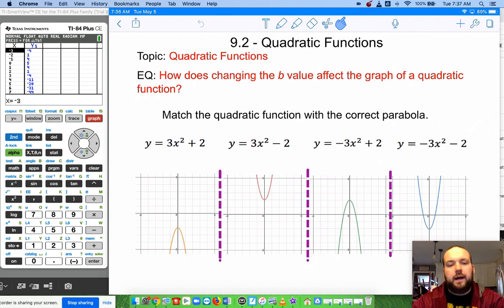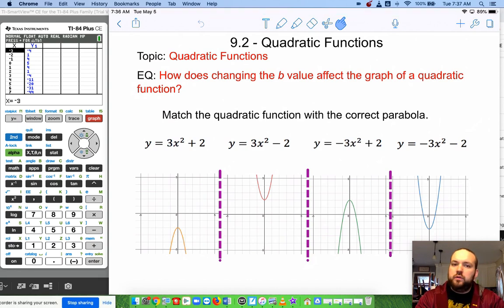All right. So for section 9.2, we're going to build on what we started in the first two videos. The first two videos were all about what happens to a parabola, which is this sort of U-shaped graph, if I change the a value or the c value, which is the number in front of x squared and the number at the end. And today we're going to see what happens if the b value changes, because it's some pretty interesting stuff.